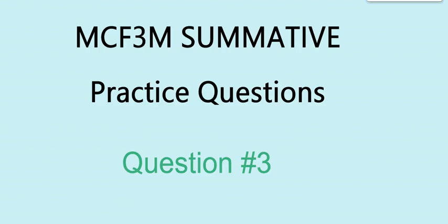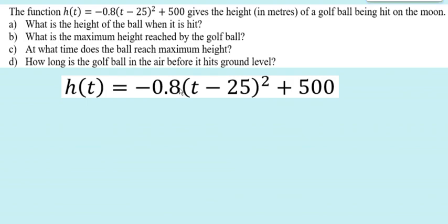This video is for students in MCF 3M who are working towards their summative. It's question number 3 from the series of practice questions. Here's the question. The function, blah blah blah, gives the height in meters of a golf ball being hit on the moon. So we have a function and it represents the height in meters of a golf ball.